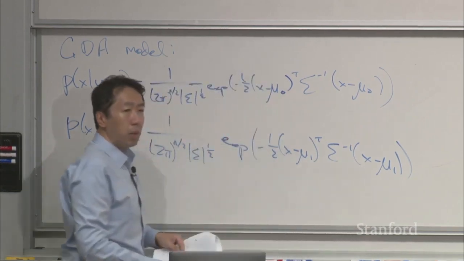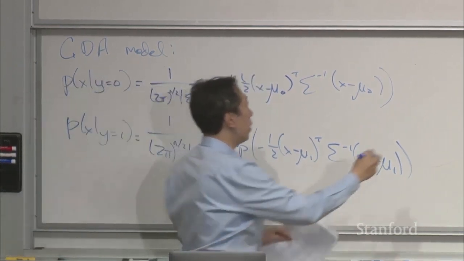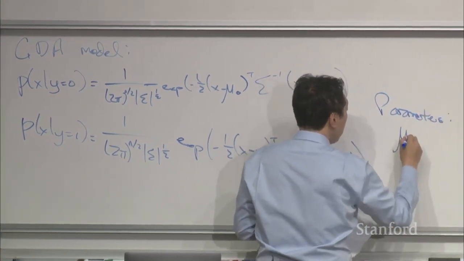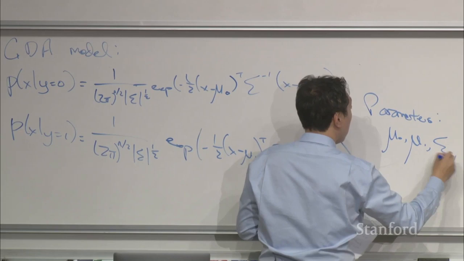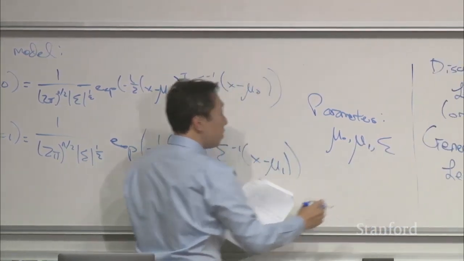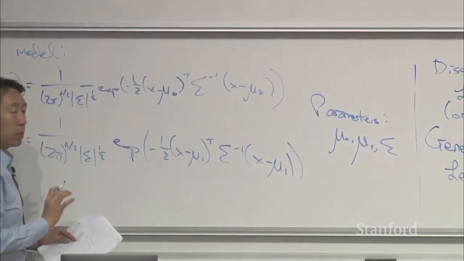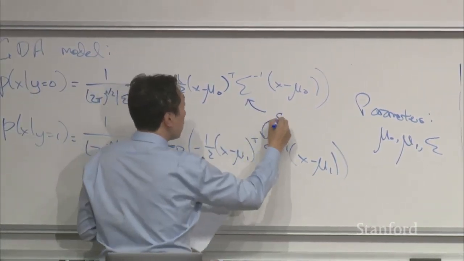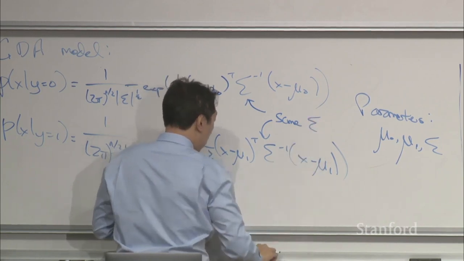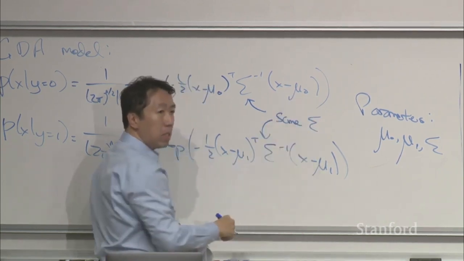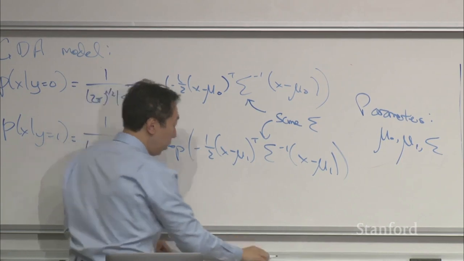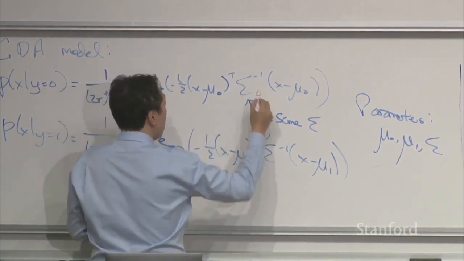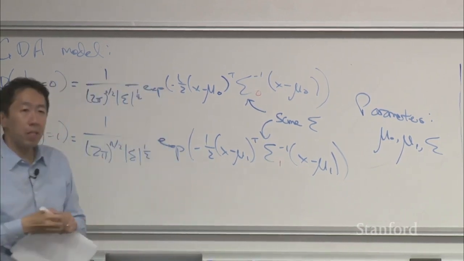Okay. And I want to point out a couple things. So the parameters of the GDA model are mu0, mu1, and sigma. And for reasons we'll go into in a little bit, we use the same sigma for both classes, but we'll use different means, mu0 and mu1. Okay? And we can come back to this later. If you want, you could use separate parameters, sigma 0 and sigma 1, but that's not usually done.